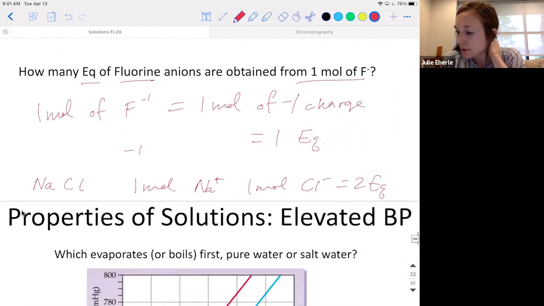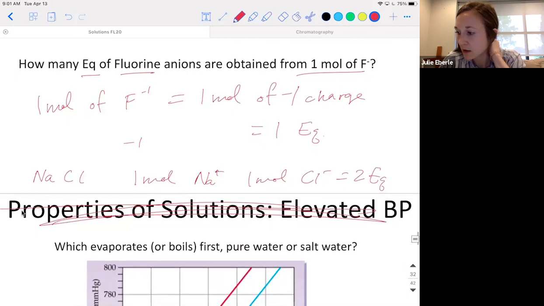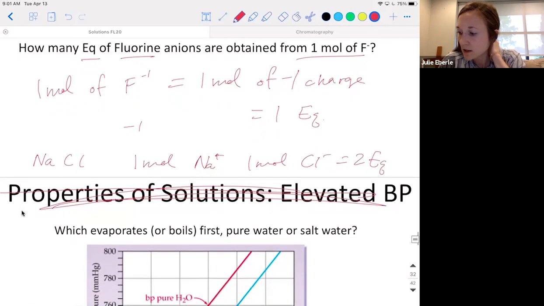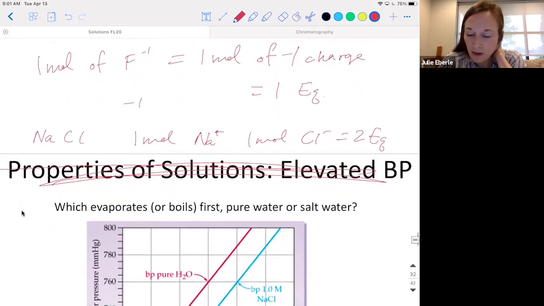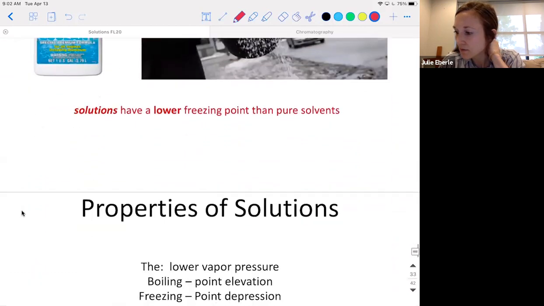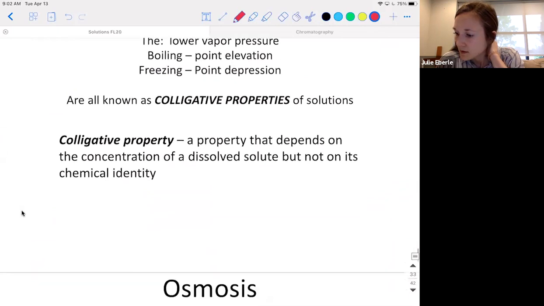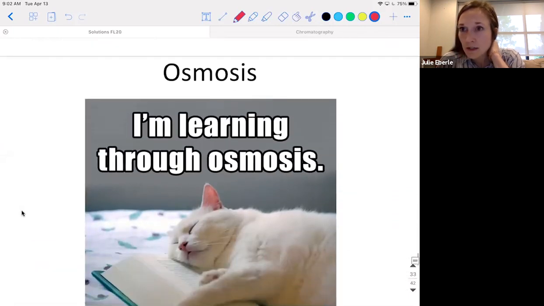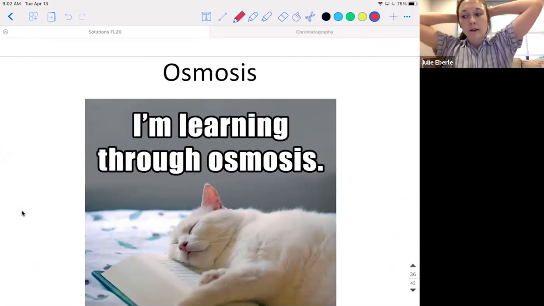I'm skipping over this next stuff. It's not essential. It's kind of an add-on if we have time. It is a cool property of solutions, but we're going to skip over these colligative properties of solutions, elevated boiling points, and anyways, let's go to the last big topic. So we got about 13 minutes left.